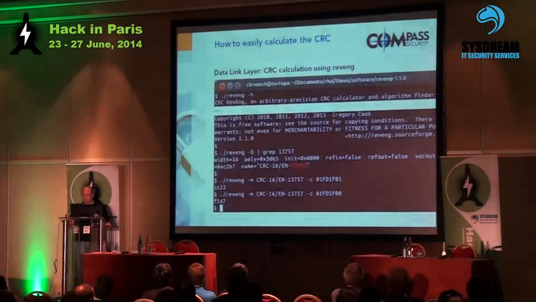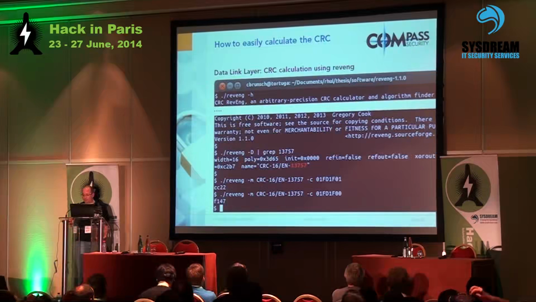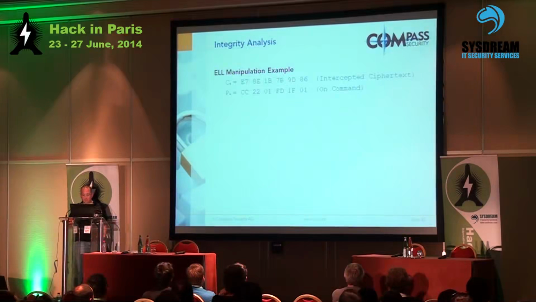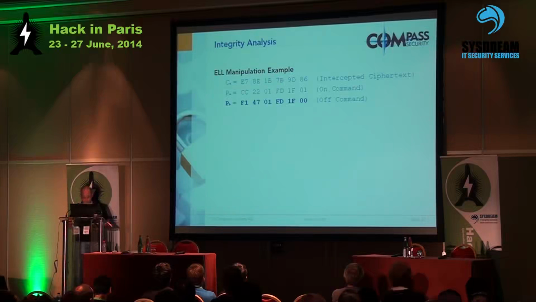There's a little neat tool, it's called Revenge, which you could use to calculate the CRCs for various polynomials. And what I did is I basically calculated the CRC over this switch on command, and I also calculated the CRC over the switch off command, which is F147. And then there's again a little mathematics. So you basically want to send the off command, or at least you want to let the meter think it's an off command.